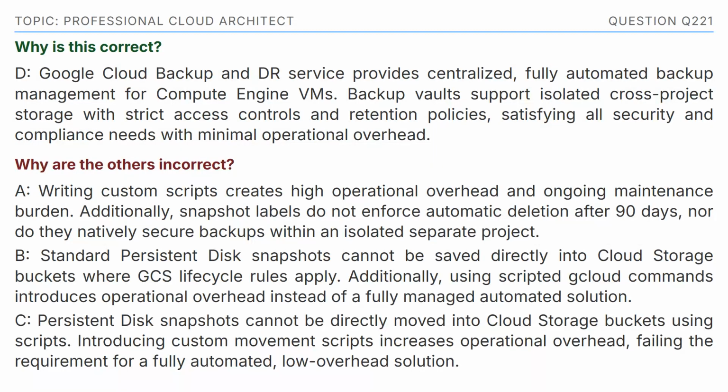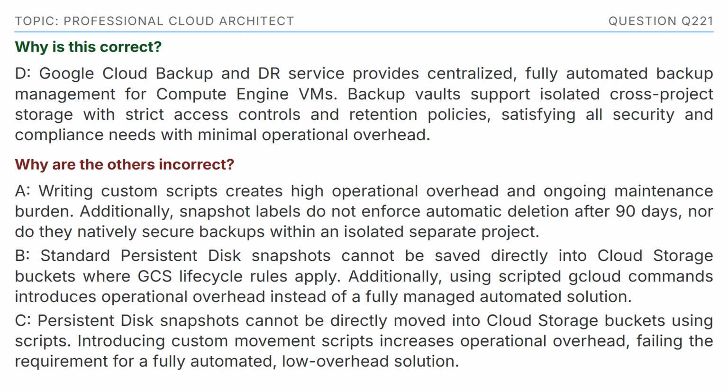Why is this correct? D. Google Cloud Backup and DR service provides centralized, fully automated backup management for Compute Engine VMs. Backup vaults support isolated cross-project storage with strict access controls and retention policies, satisfying all security and compliance needs with minimal operational overhead. Why are the others incorrect?